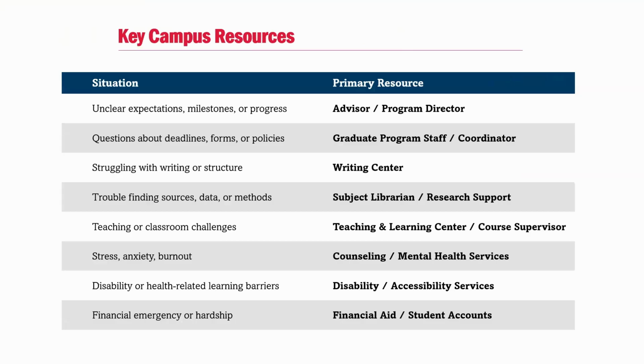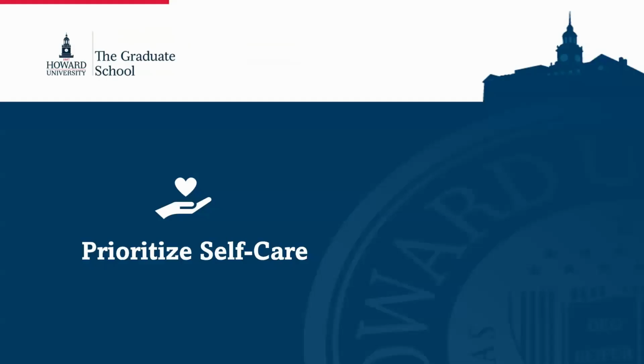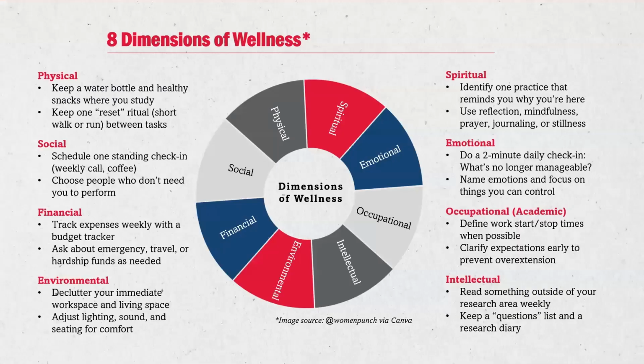Okay, and then these are some of the resources. Raquel mentioned some of these a little bit earlier, but these are some things that you might take advantage of at any campus that you're at. Subject librarians happen to be a really resourceful tool for folks. They are wonderful at helping folks find data sources that may be hidden and getting you the information that you need. And then you want to prioritize self-care, right?